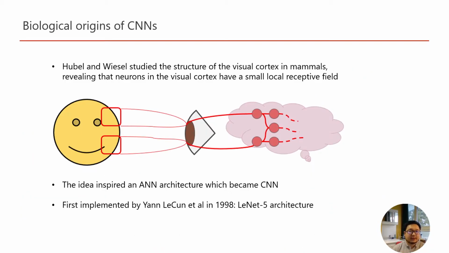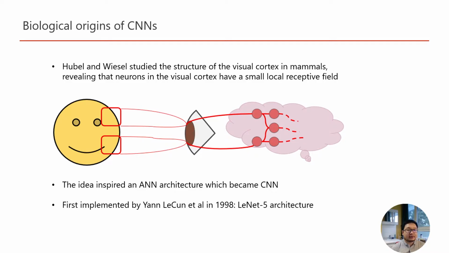Like neural networks, the convolutional neural network also has its biological origins. These origins are actually from the study of the structure of the visual cortex in mammals. It reveals that the neurons in the visual cortex actually have a small local receptive field. It means that a neuron will only process a very local area of what we actually see. So this idea inspired an artificial neural network structure which became CNN.